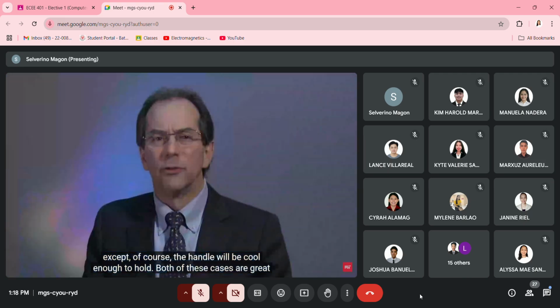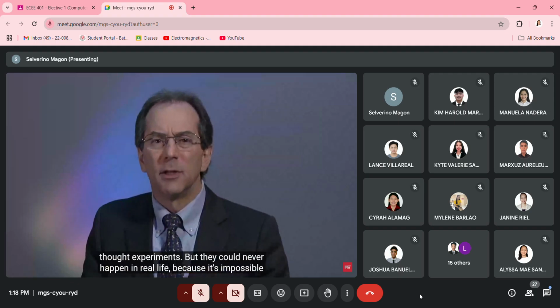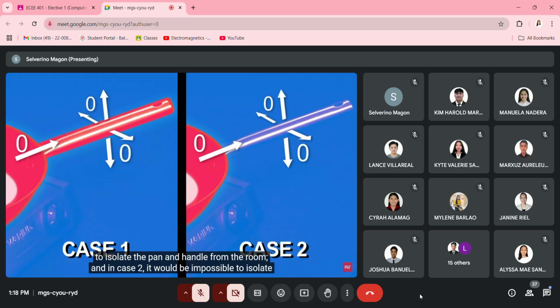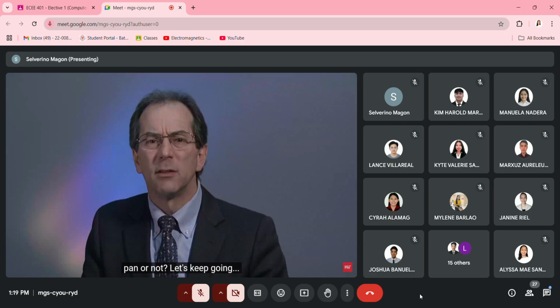Both of these cases are great thought experiments, but they could never happen in real life, because it's impossible to completely isolate one component of a system from another. In case 1, it would be impossible to isolate the pan and the handle from the room. And in case 2, it would be impossible to isolate the handle from the pan. So are we any closer to figuring out whether we can pick up this pan or not? Let's keep going.